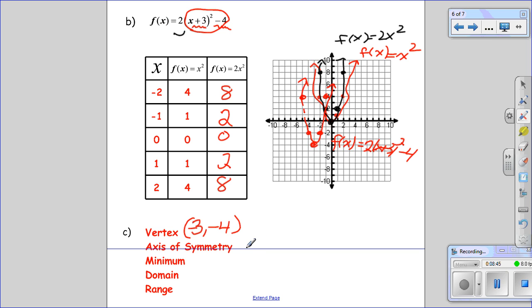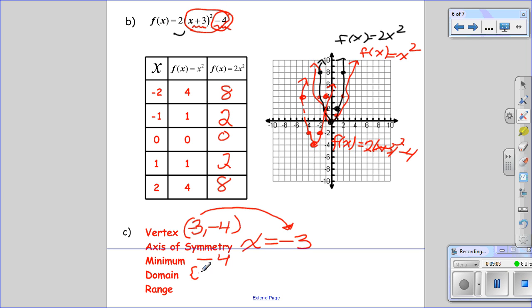The equation of my axis of symmetry is x equals negative 3 because, of course, I always take the x coordinate of my vertex because it's a vertical line through the vertex. The minimum value is negative 4, and again, I can get that right here from the equation.